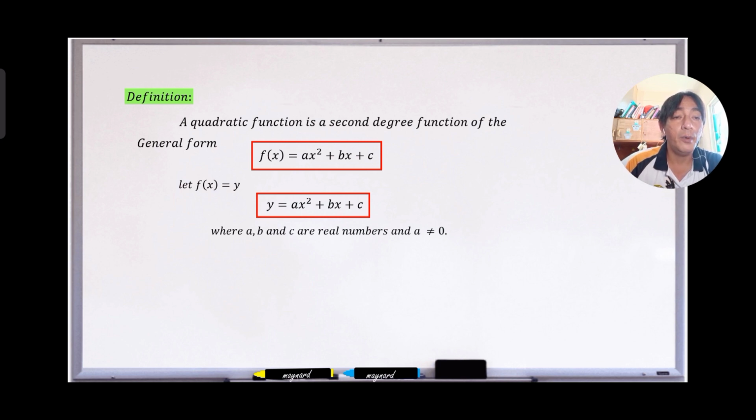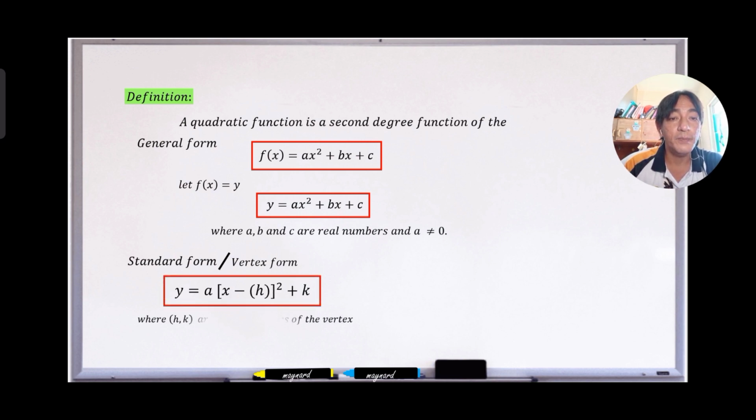So, di ba, every point corresponds to an ordered pair of numbers. Meron tayong x coordinate and y coordinate. So, in here, sa quadratic function, mag-graph na natin siya. Okay. And also, yung isa pang form na tinatawag, yun yung standard form or yung vertex form. The vertex form is y equals a times the quantity of x minus h quantity squared plus k. Wherein yung h tsaka k daw are the coordinates of the vertex.